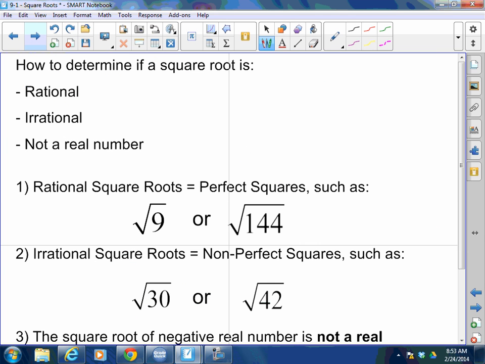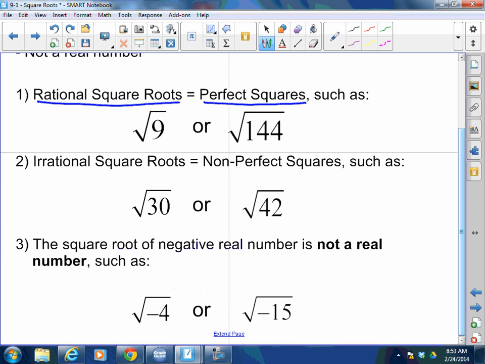Thank you, brother. Okay, now, how do you determine if a square root is rational, irrational, or not a real number? Pretty simple. Perfect squares are rational. Rational square roots equal perfect squares. So like the square root of 9, or the square root of 144, or the square root of 225, or the square root of 4, or the square root of 16, or the square root of 1. Okay? All of those are perfect squares. Perfect squares are rational. Period.